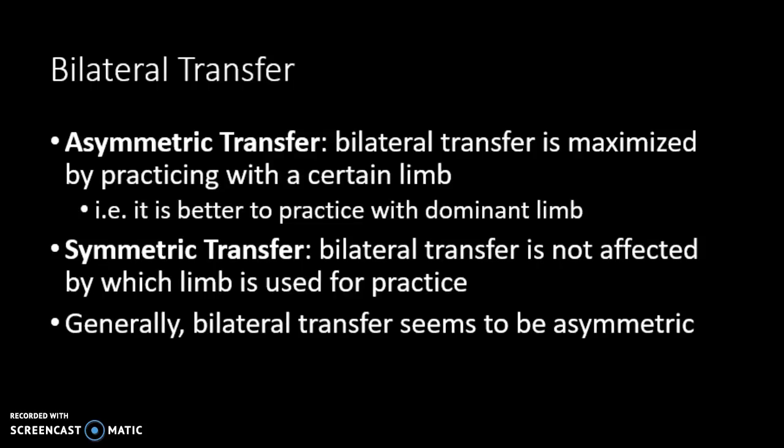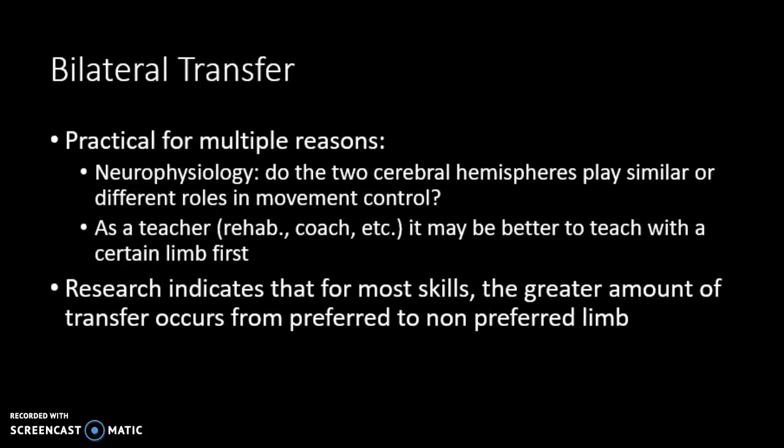There are two types of bilateral transfer: asymmetric transfer and symmetric transfer. Asymmetric states that bilateral transfer is maximized by practicing with a certain limb, meaning it's better to practice with the dominant limb. However, we have also seen bilateral transfer to be symmetric, in which bilateral transfer is not affected by which limb is used for practice. But research indicates that for most skills, the greater amount of transfer occurs from preferred to non-preferred limb. And it's practical for multiple reasons.